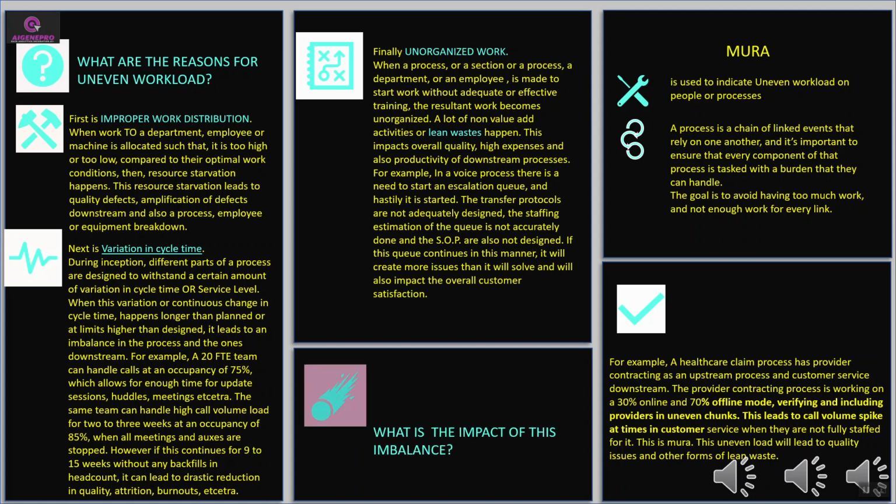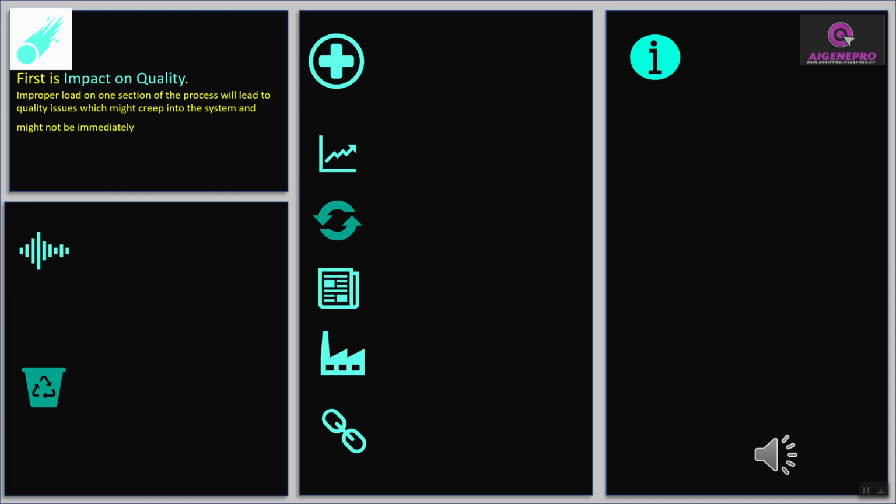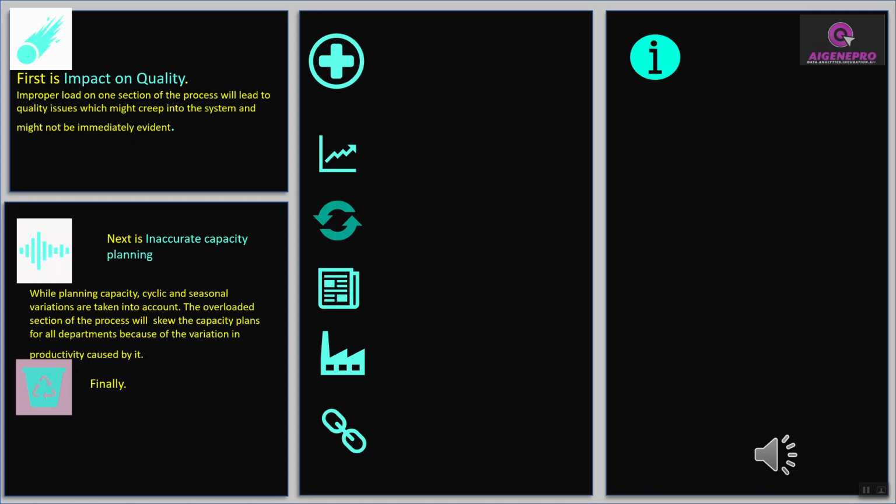What is the impact of this imbalance? First is impact on quality. Improper load on one section of the process will lead to quality issues, which might creep into the system, and might not be immediately evident. Next is inaccurate capacity planning. While planning capacity, cyclic and seasonal variations are taken into account. The overloaded section of the process will skew the capacity plans for all departments because of the variation in productivity caused by it. Finally, unreasonable and wasteful use of resources and equipment.